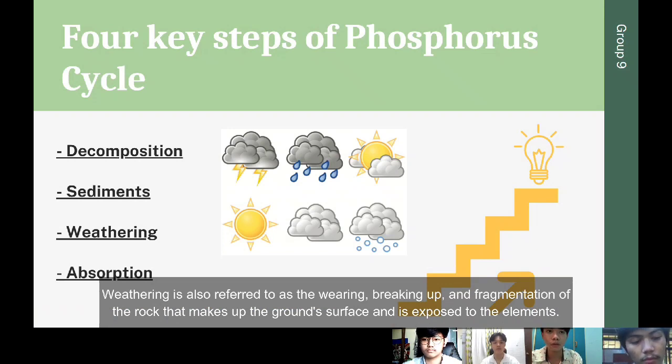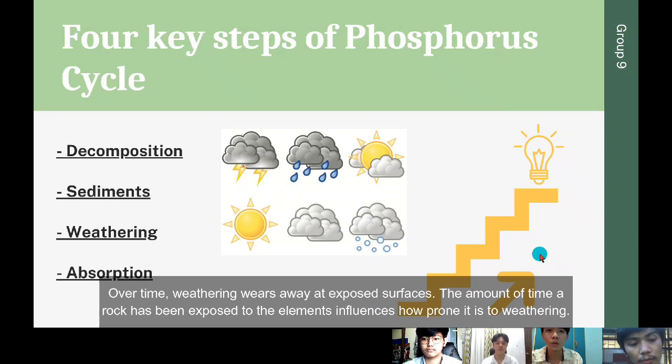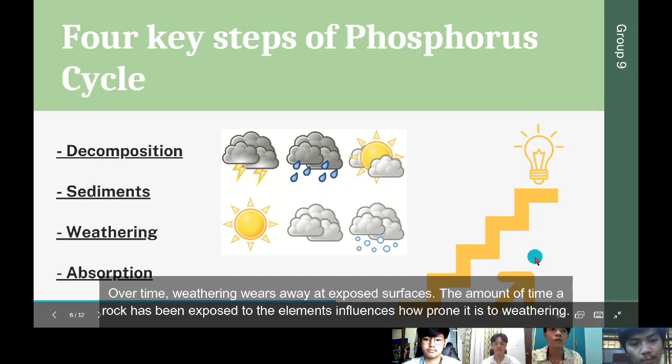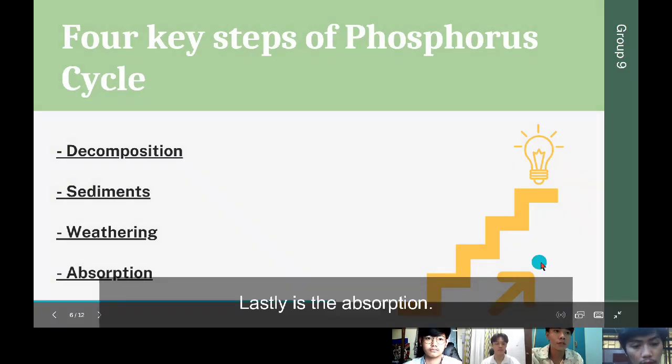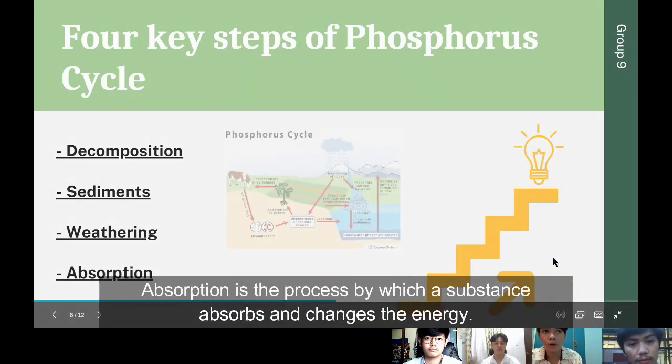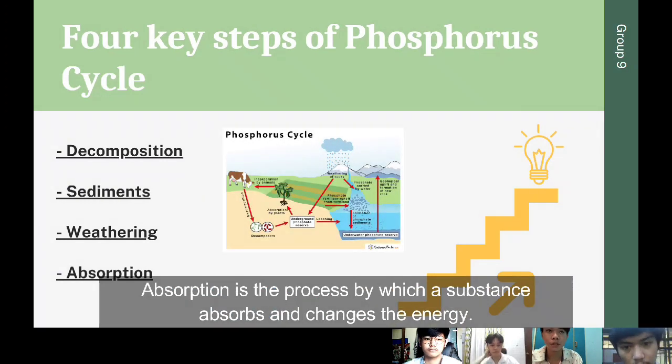and is exposed to the elements. Over time, weathering wears away at exposed surfaces. The amount of rock that has been exposed to the elements influences how prone it is to weathering. Lastly is the absorption. Absorption is the process by which a substance absorbs and changes the energy.